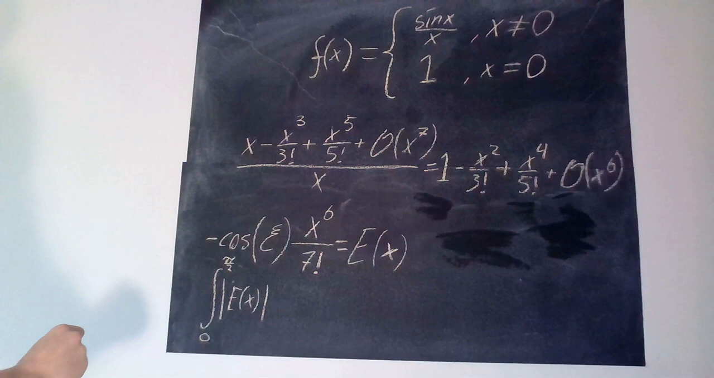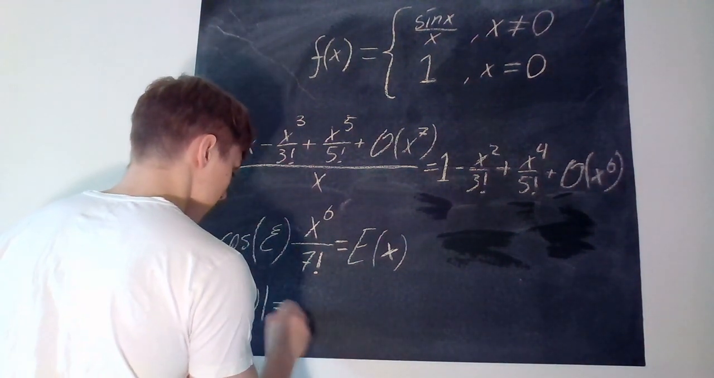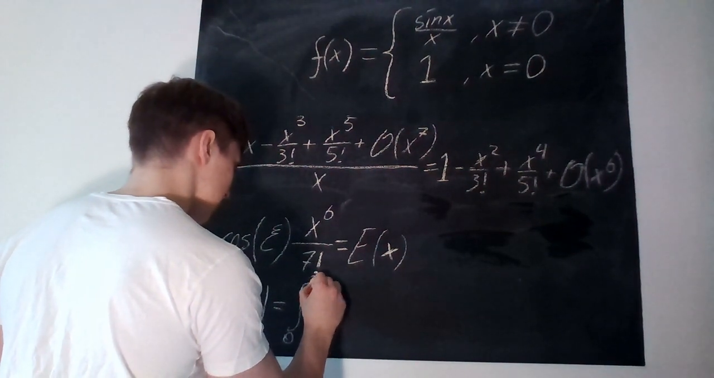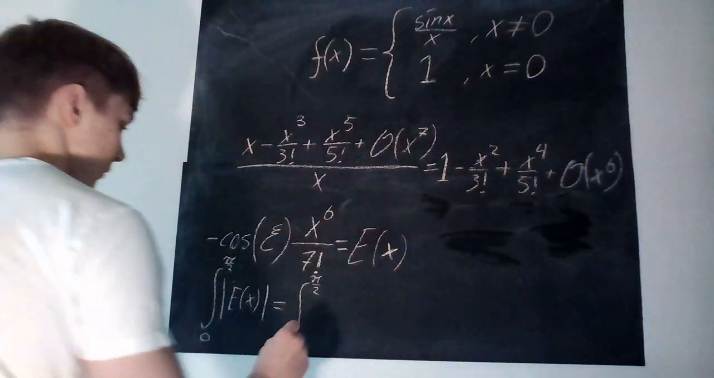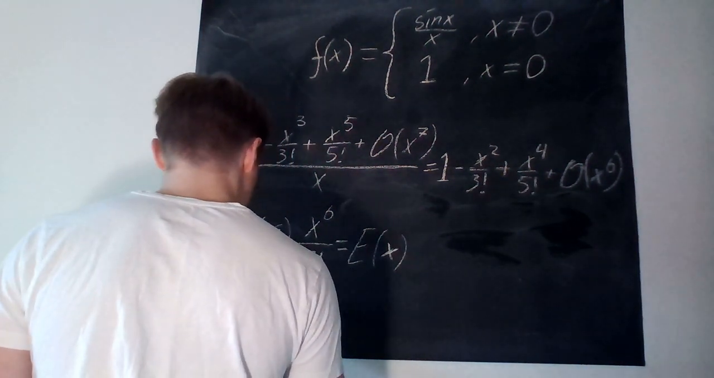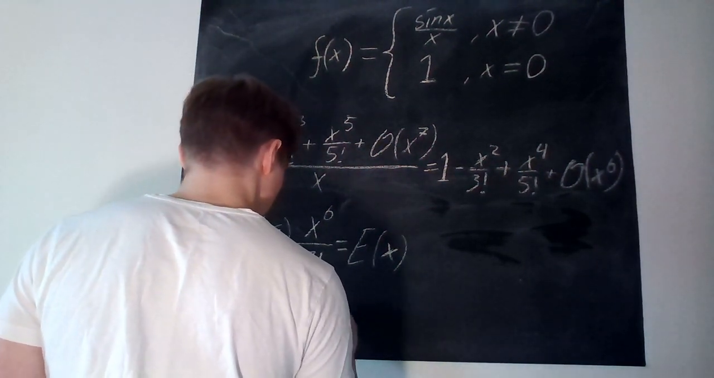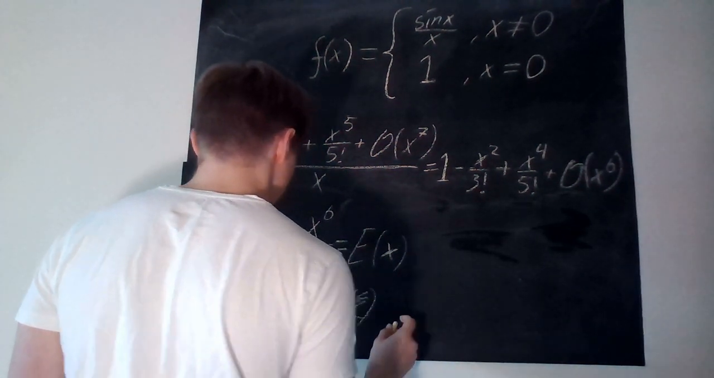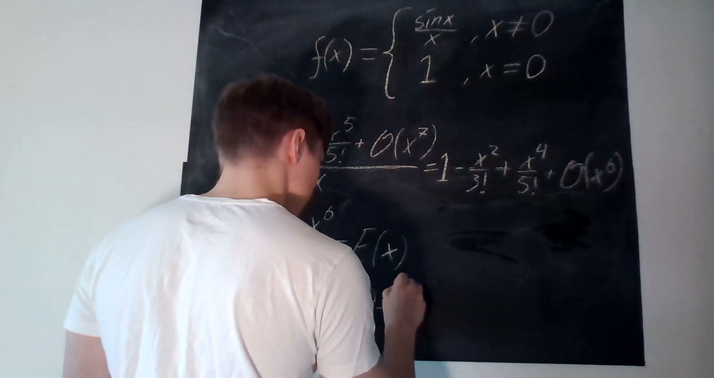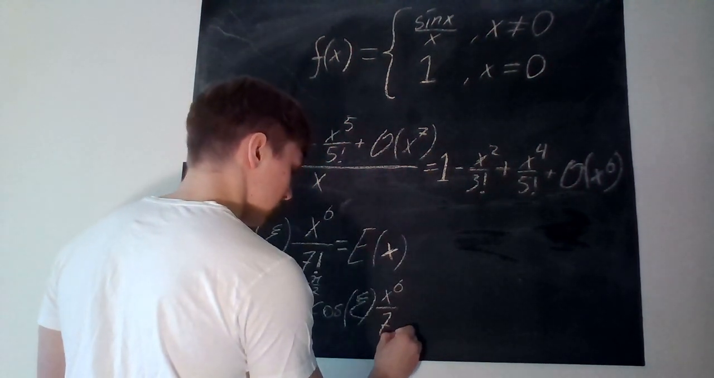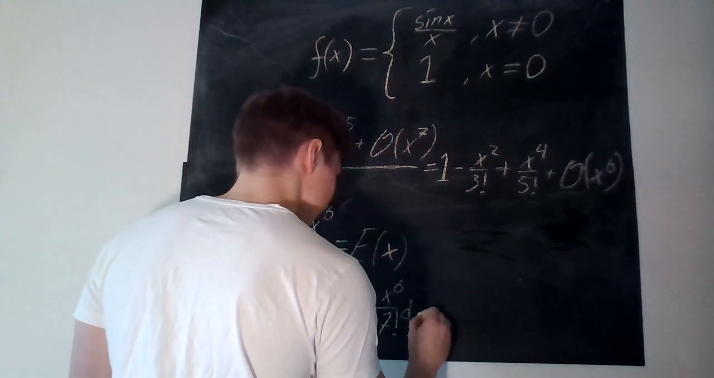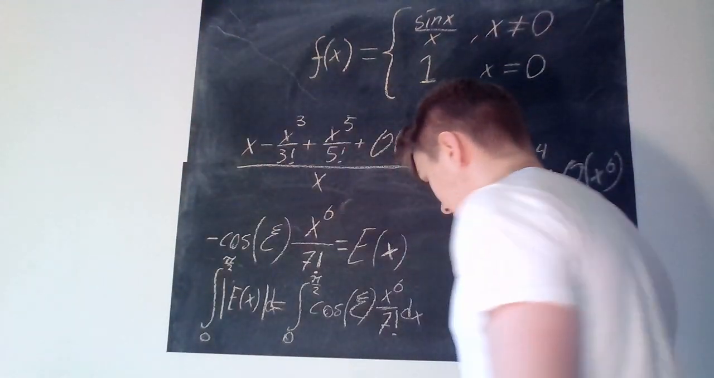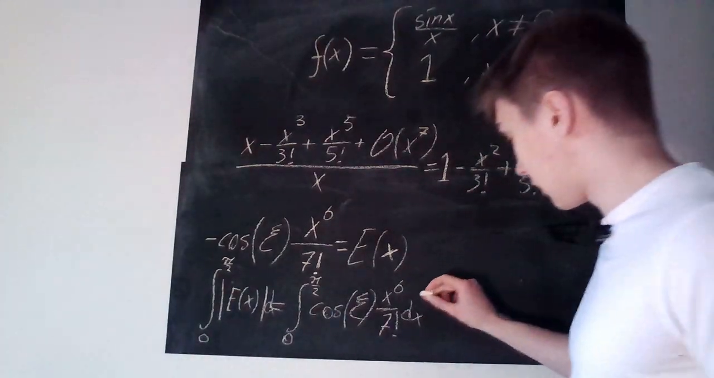So what is this? Well, we can write down 0 to pi half, and then we have times, sorry, dx. I always forget. So we have times cosine of some value, and then times x to the power of 6 divided by 7 factorial dx. Now, what is this?